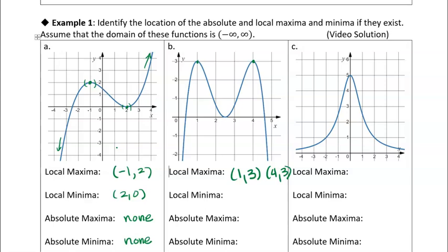And then we have a local minimum here, right, where it's lower than any of the points near it. So I'm going to say that that's 2.5, 0. Okay, so that point is lower than any of the points near it.